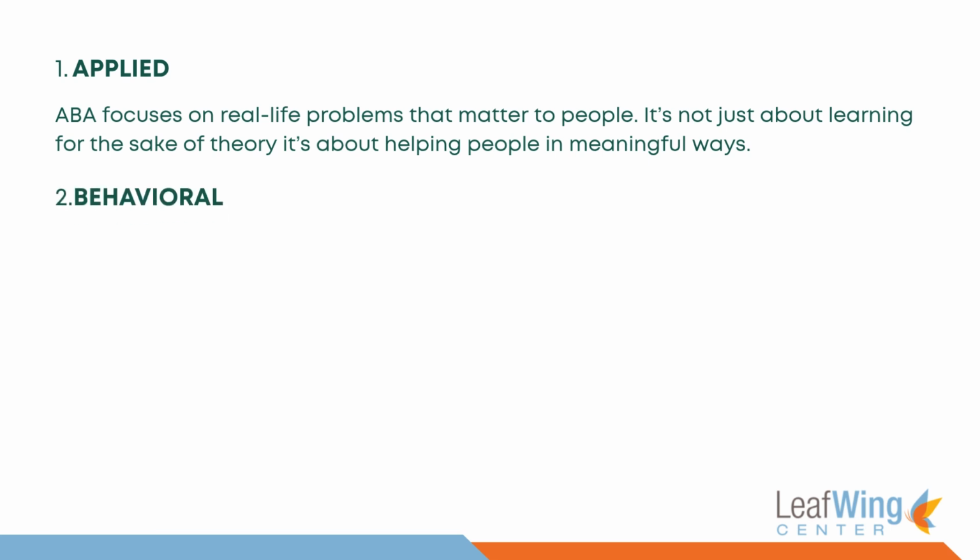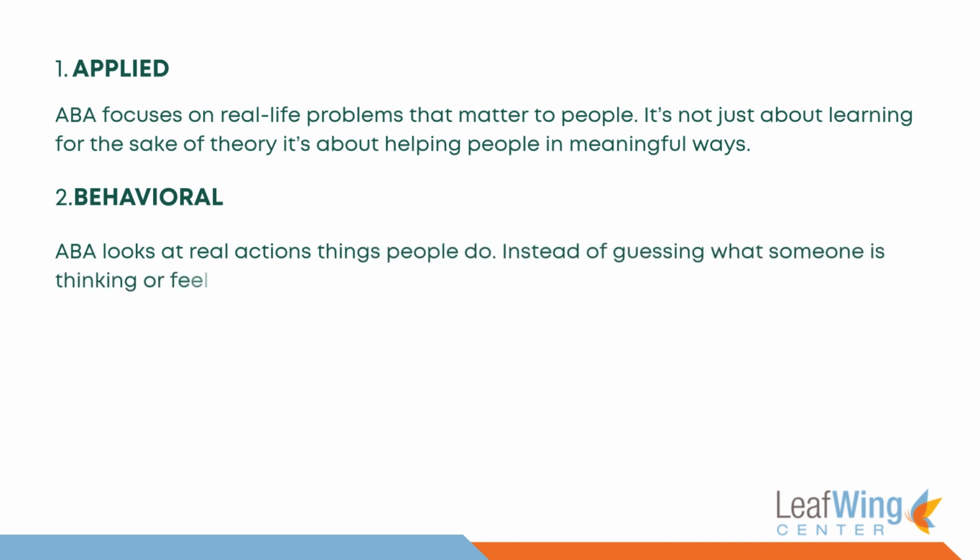Second, behavioral. ABA looks at real actions, things people do. Instead of guessing what someone is thinking or feeling, ABA focuses on what we can see and measure. For example, instead of saying a child is feeling confused, ABA would look at what the child does, like looking away or not answering. This is very helpful for teaching children with autism new skills.